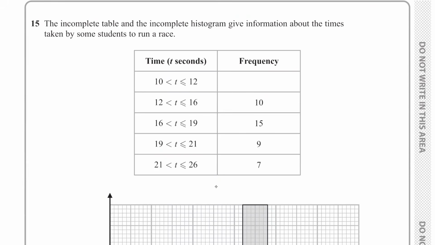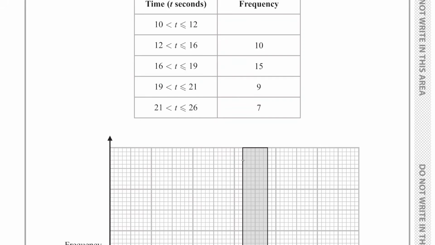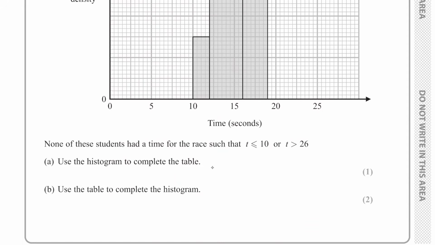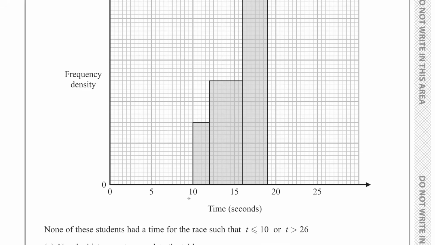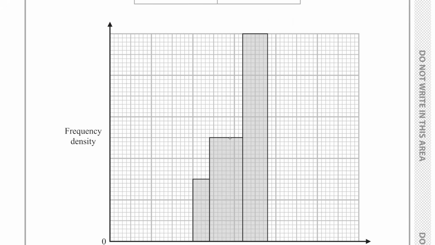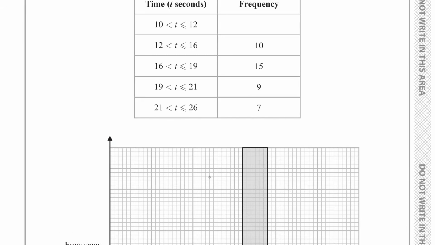Question 15. The incomplete table and the incomplete histogram give information about the times taken by some students to run a race. So we've got part of a table, part of a histogram. No students had a time of less than 10 or more than 26. Use the histogram to complete the table and the table to complete the histogram. So let's start with something we know both of. Let's use the 12 to 16.